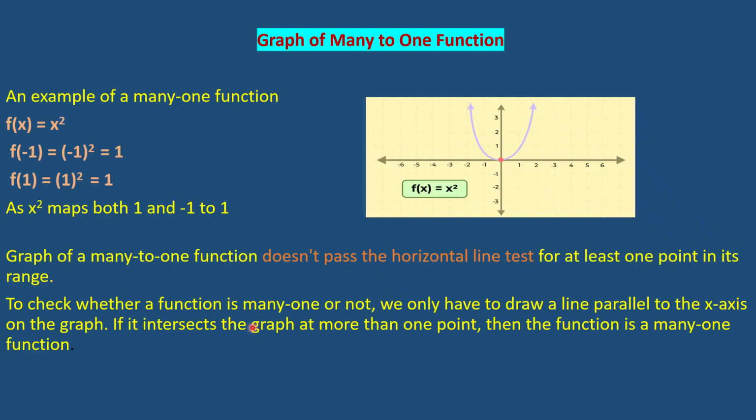So to check whether a function is many-one or not, we only have to draw a line parallel to the x-axis on the graph. If it intersects the graph at more than one point, then the function is a many-to-one function. So if you first draw the original graph, then draw a line parallel to the x-axis over here, you will get two points cutting the straight line parallel to the x-axis. So in that case, it is a many-to-one function. Thank you.